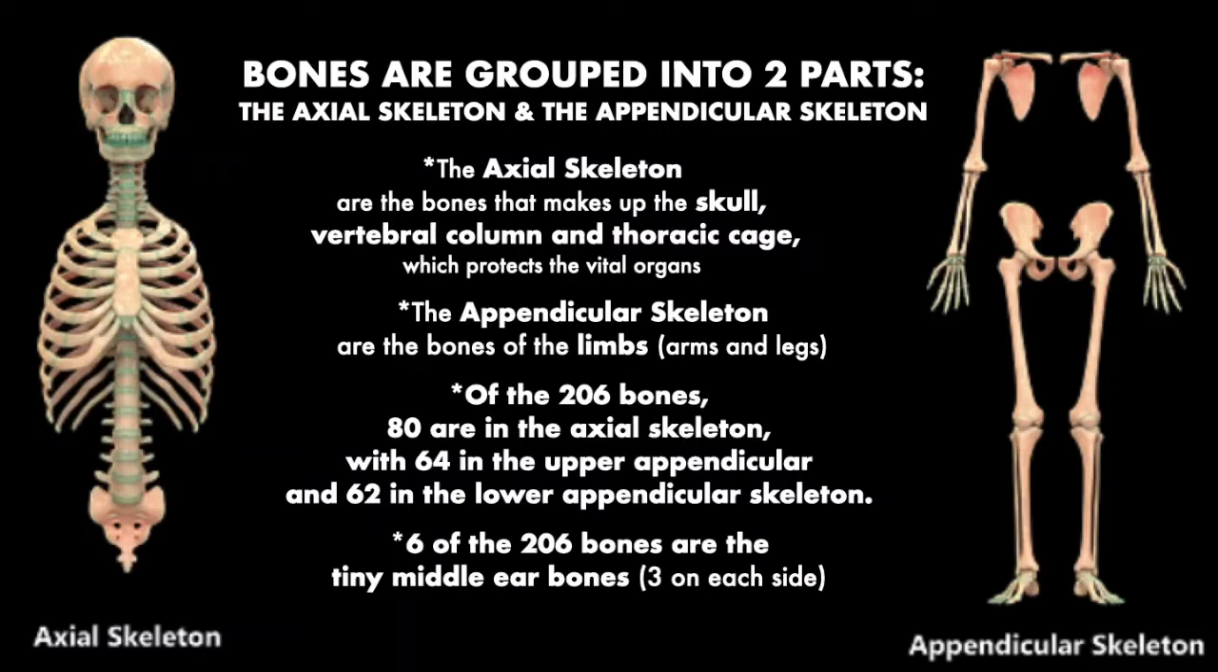And as we said, there are 206 bones of the body. 80 of them are in the axial skeleton, while 126 are in the appendicular skeleton, 64 being in the upper appendicular, so the upper limbs, and 62 in the lower appendicular skeleton, or the lower limbs. 6 of the 206 bones are the middle ear bones or middle ear ossicles.